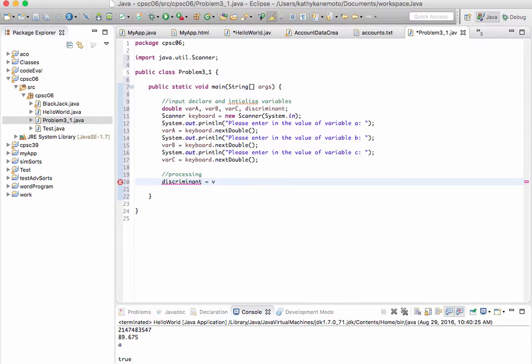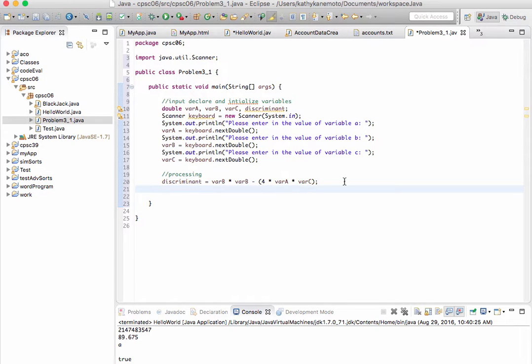So it'll be var b. Now there are a couple of ways that you can calculate b squared. You can just multiply it by itself, and there's b squared. And then we'll want to subtract the value of 4 times variable a times variable c.